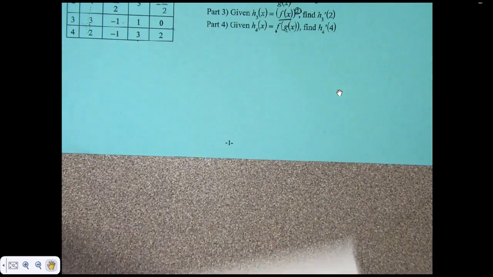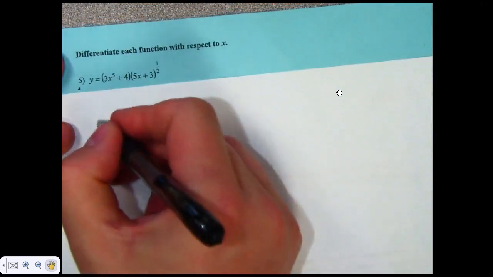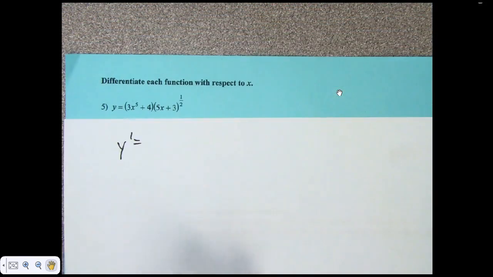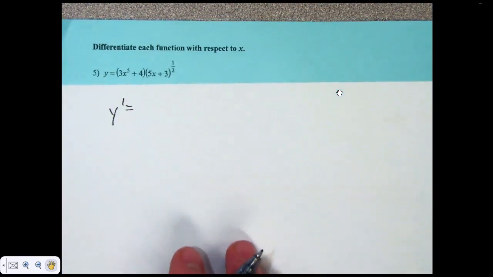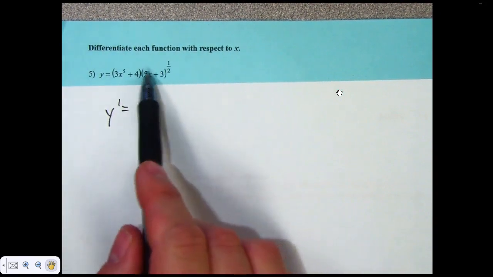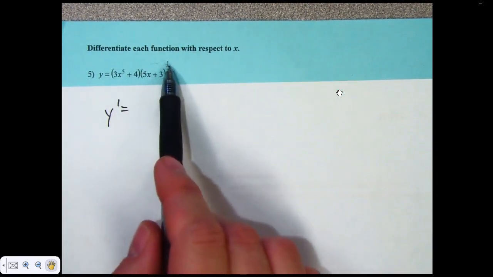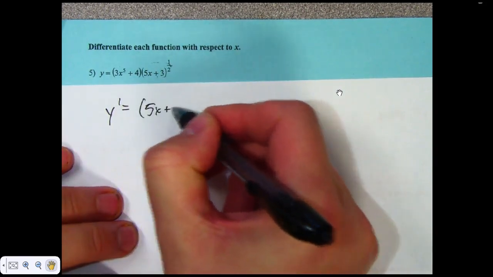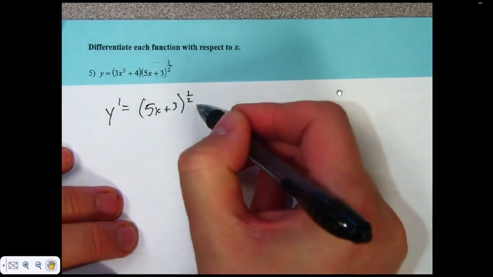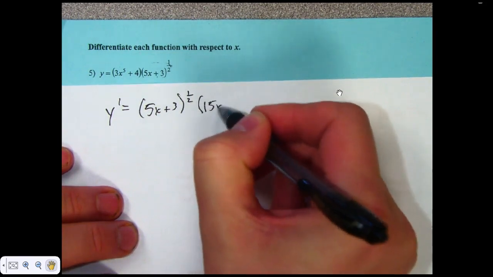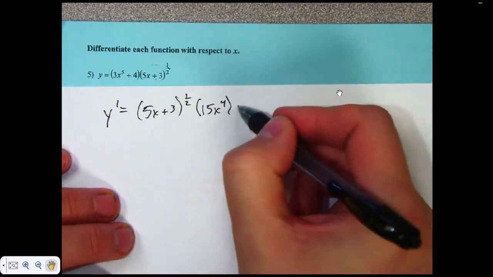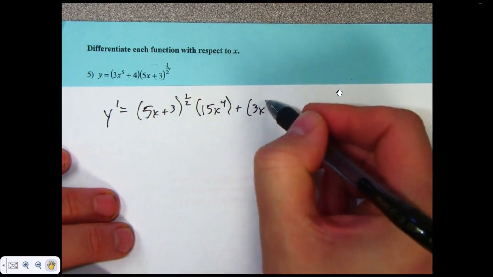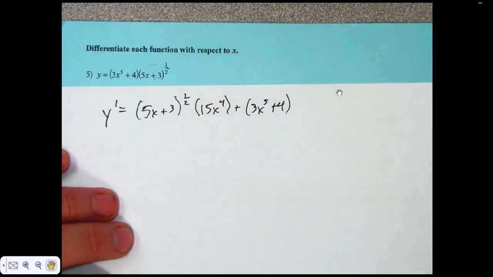All right, on to number 5. So this is a product rule. Within that product rule, I'm going to have to use chain rule, because when I take the derivative of this piece of it, I've got a big guy and a little guy. So product rule says the second thing times the derivative of the first thing, which is just 15x to the 4th, plus the first thing times the derivative of the second thing.